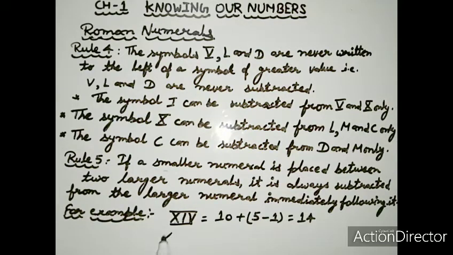Now in the same way XIX. So here we subtract I from X, meaning 10 minus 1. Then we write X, meaning 10 here, plus 10 minus 1. Then 10 plus 10 minus 1 is 9, 10 plus 9 is 19.